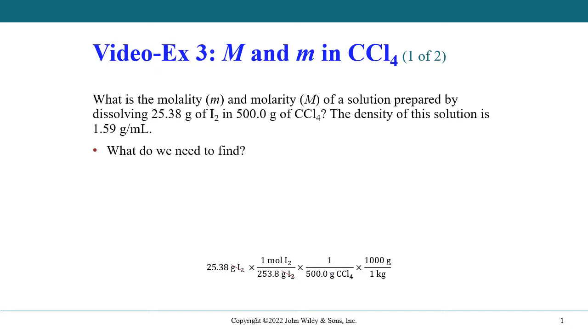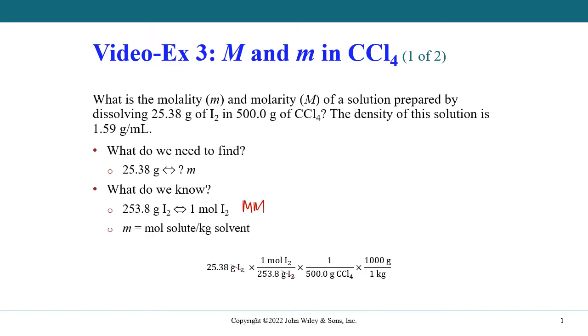So we can do exactly the same thing as we've done before, where we need to find the molality and the molarity. First, we find the molality, knowing that we have the molar mass. Again, this is the molar mass of iodine. Then we know the formula for calculating molality, and we know that we have 500 grams of solution, which, this should be kilograms here. So this is 0.5 kg of solution.